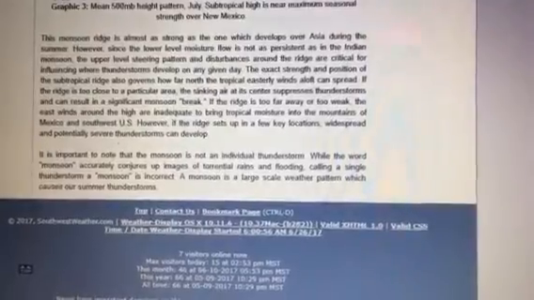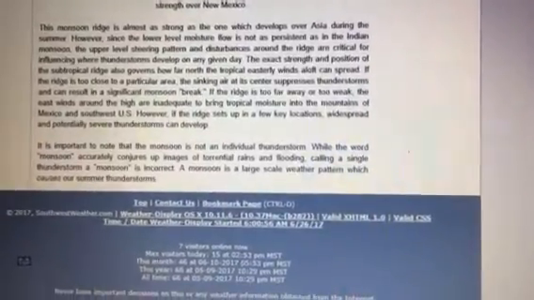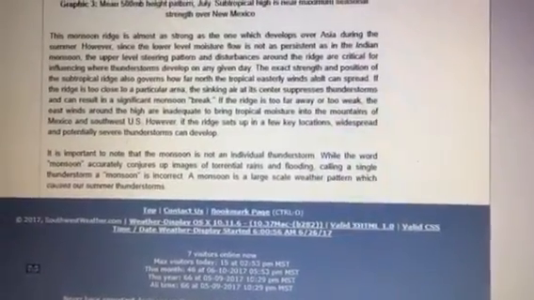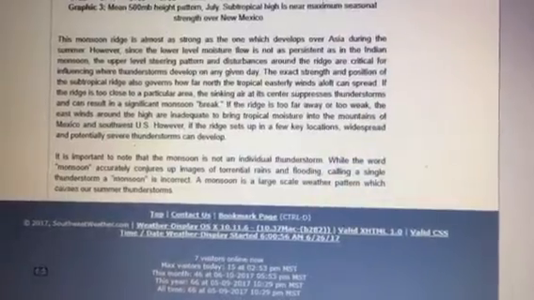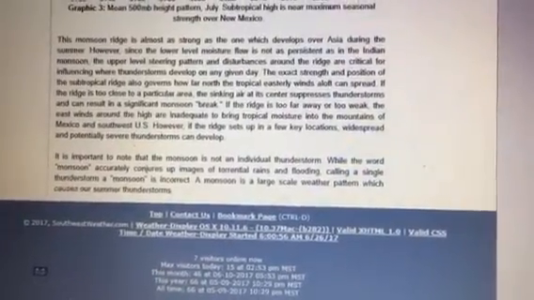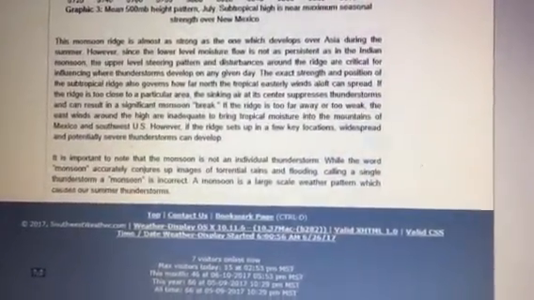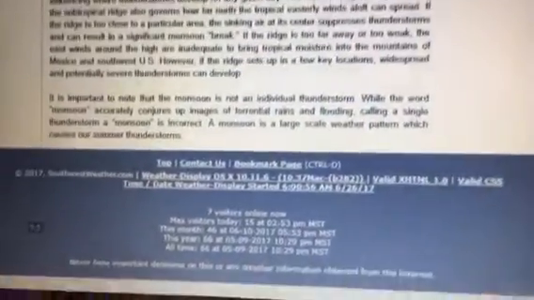If the ridge is too far away and too weak, the east winds around the high are inadequate to bring tropical moisture into the mountains of Mexico and the southwest U.S. However, if the ridge sets up in a few key locations, widespread and potentially severe thunderstorms can develop.